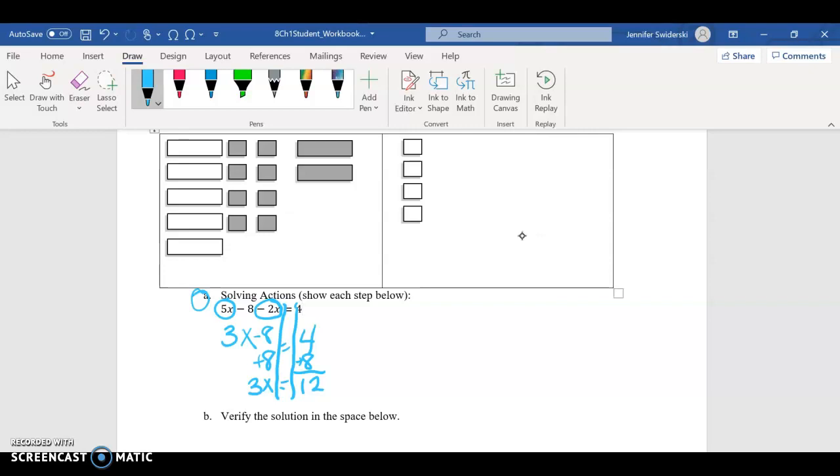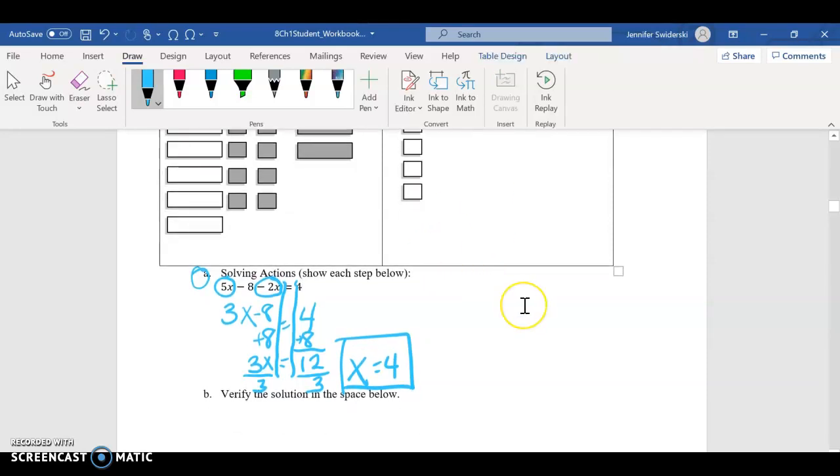What is this right here? Technically 3x, is that adding, subtracting, multiplying, or dividing? Well, it's multiplying. So I'm going to do the opposite. I'm going to divide by 3. 12 divided by 3 is 4. So x equals 4. So really what we're doing is we're undoing PEMDAS and doing PEMDAS in order to help us solve for the variable.